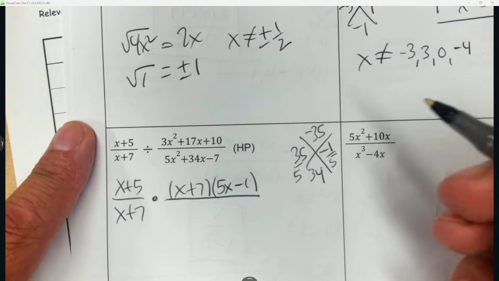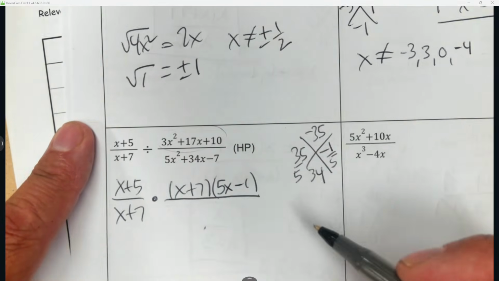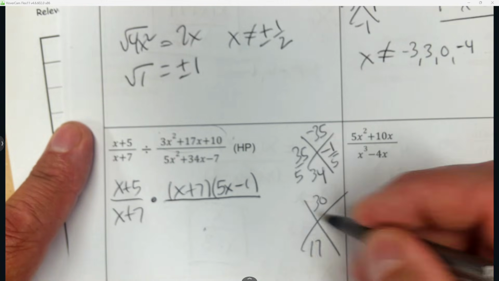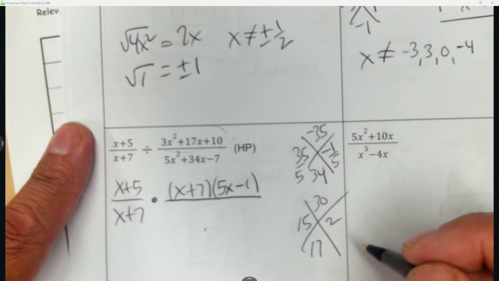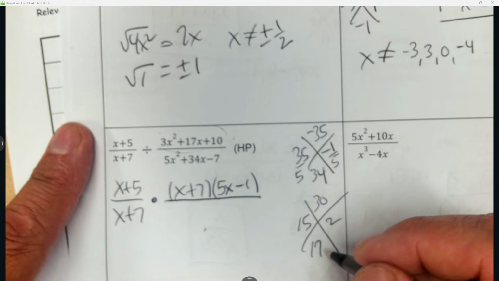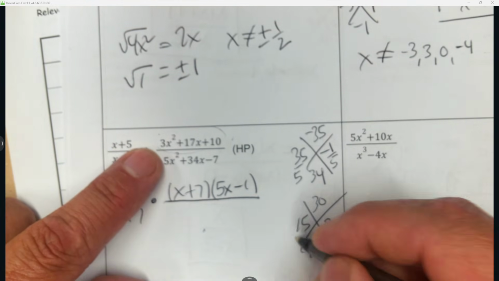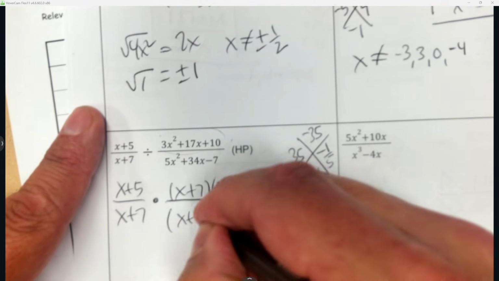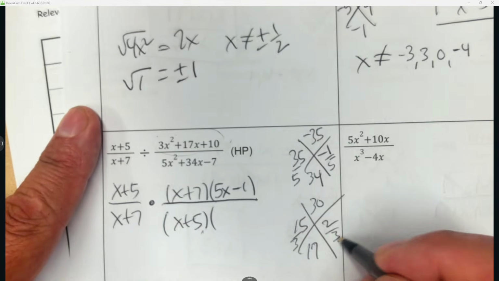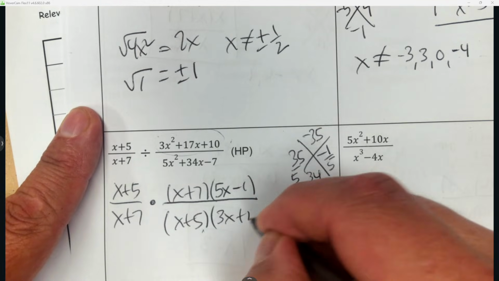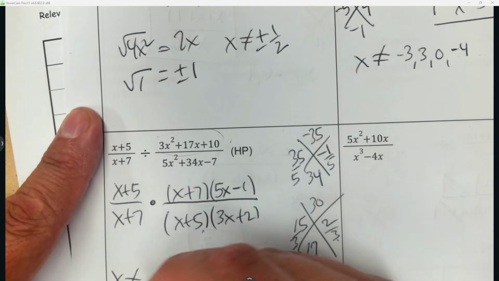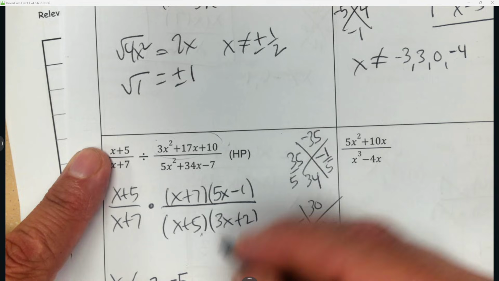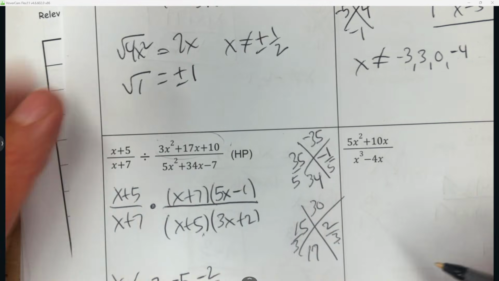We're going to do the same thing to this numerator that will become the denominator. 3 times 10 is 30 and 17. So the two numbers are 15 and 2. Divide by 3, and 1 is x plus 5, and the other is going to be 3x plus 2. So the restrictions of what x can't be are negative 7, negative 5, and negative 2/3.